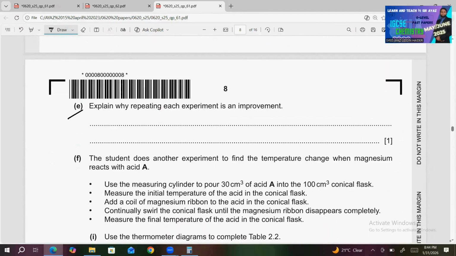E. Explain why repeating each experiment is important. This will help us to verify or compare results.